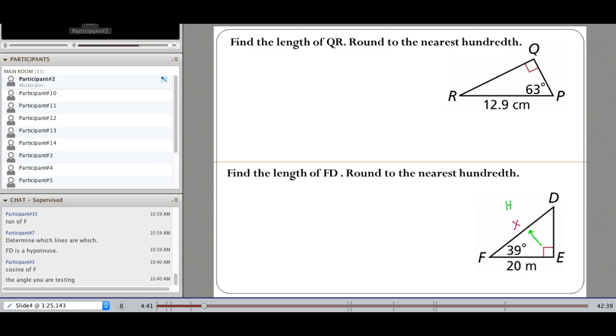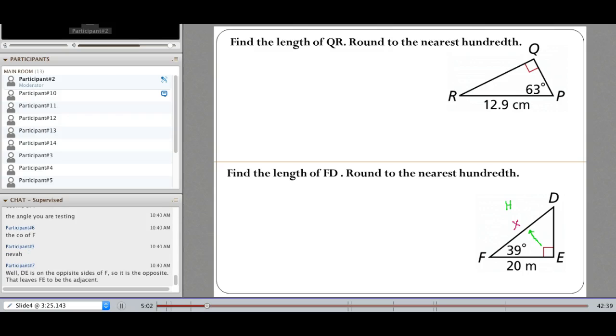Now I see Brian and Ben both put F. Right, there you go, Ben. So you have to look at the angle. Now, are you ever going to take sine, cosine, or tangent of the right angle? So would I ever do sine, cosine, or tangent of angle E? Never. That's right. You never would, okay?